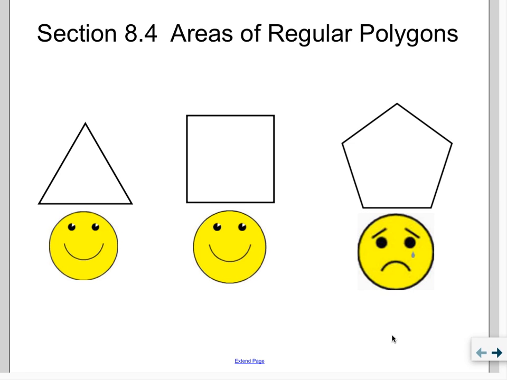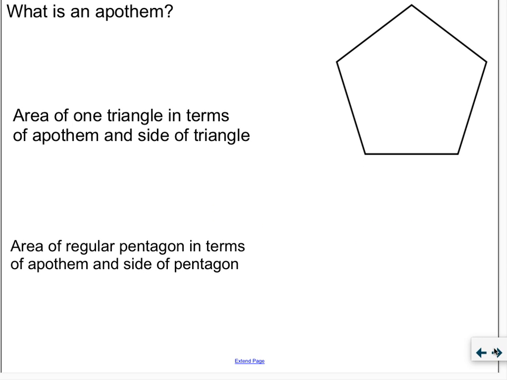So fear not, my friend. I want you to be happy. So let's figure out how to do that area of a regular pentagon. And maybe we'll change some side lengths as well after that, and side measures and number of sides and all those good things. So first of all, we're going to define what's called an apothem.